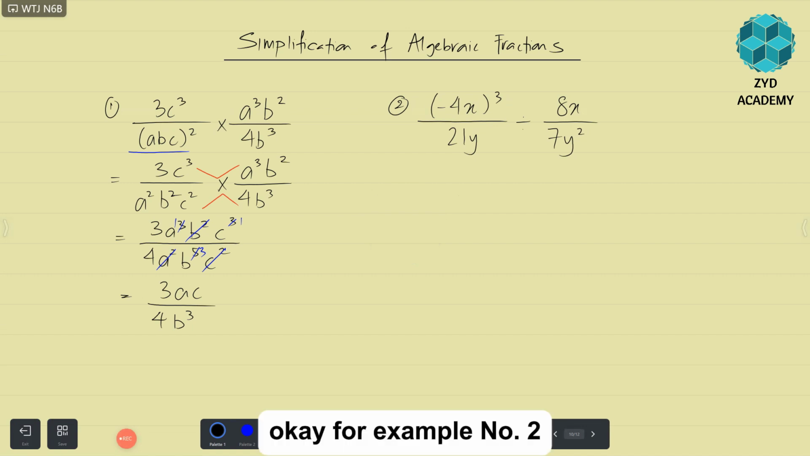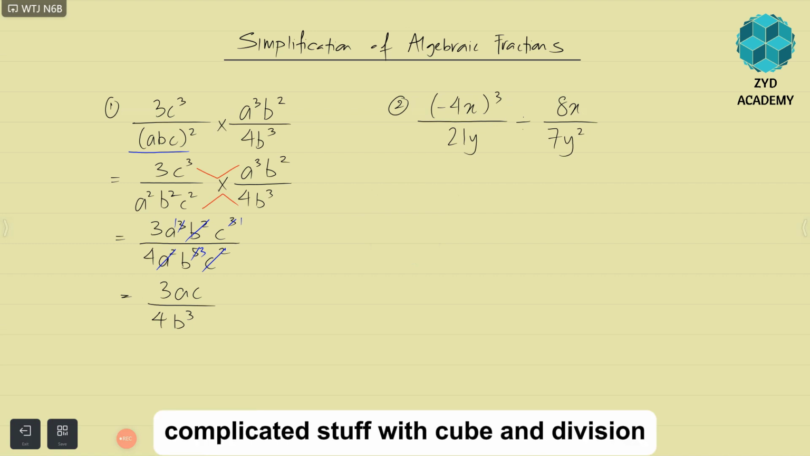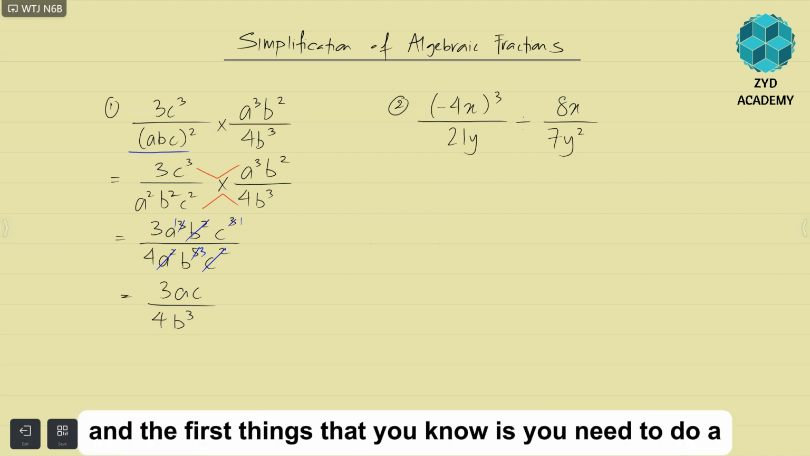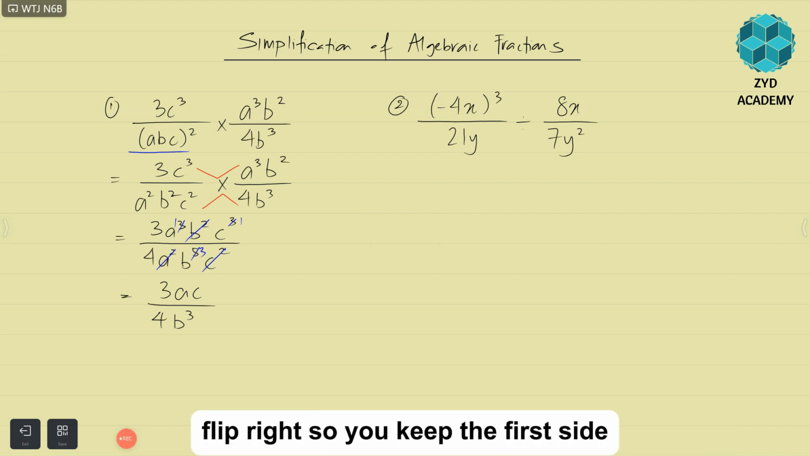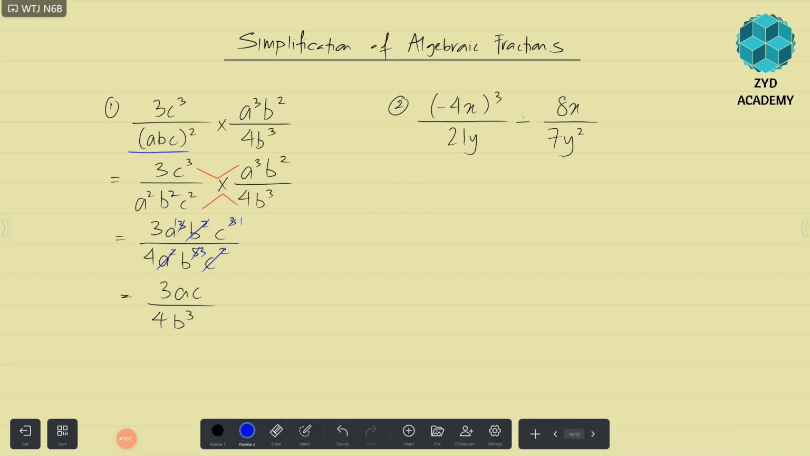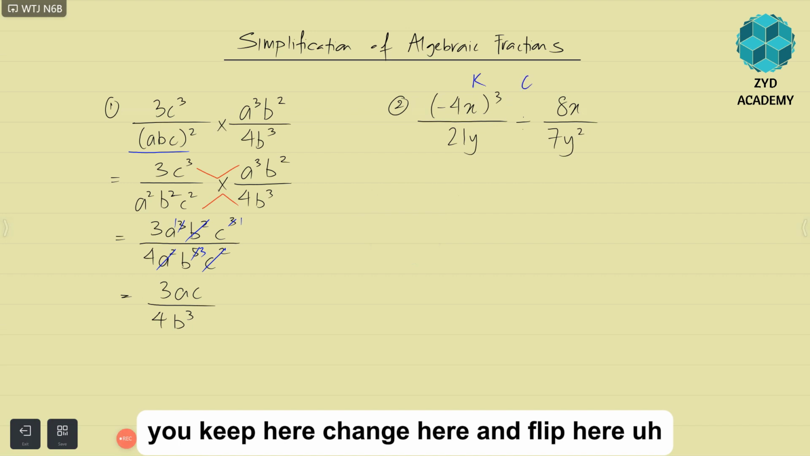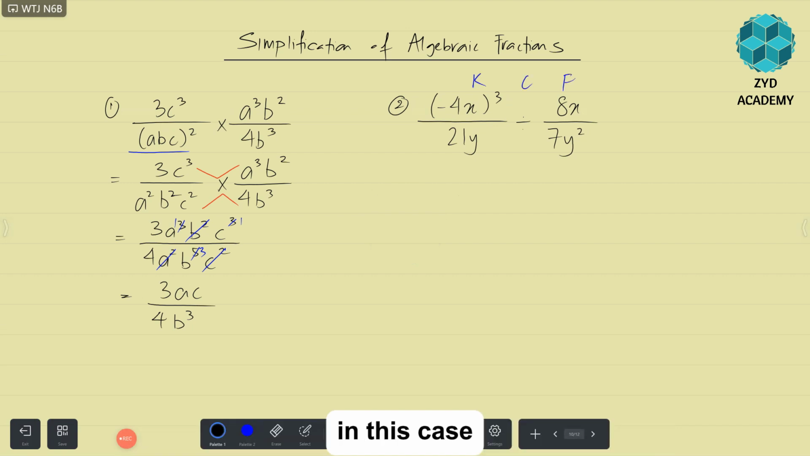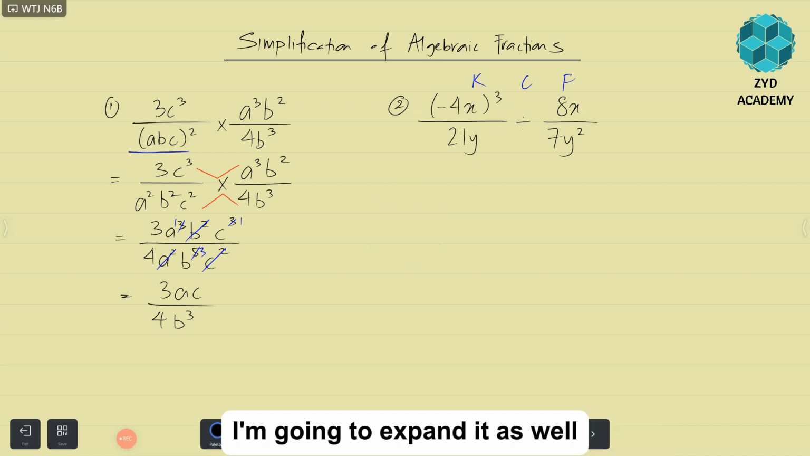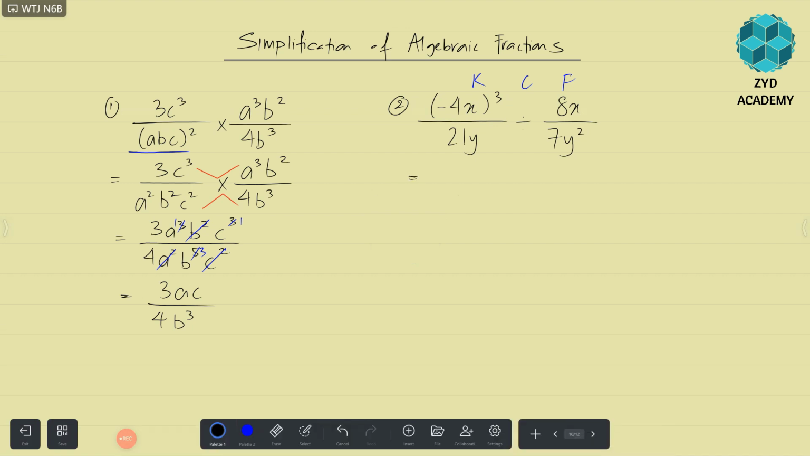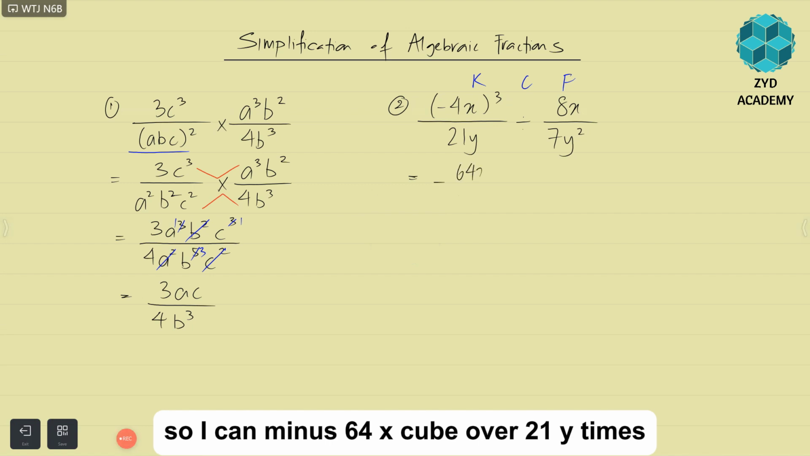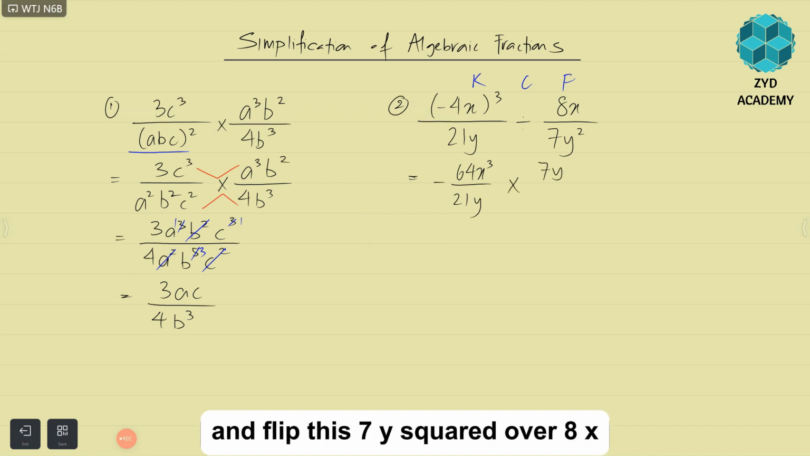For example number 2, we have slightly more complicated stuff with a cube and division. The first thing you need to do is a keep, change, flip, right? So you keep the first side, change here, and flip here. In this case, I'm going to do two things in the keep section. I'm going to expand it as well. So I get minus 64x cubed over 21y times, and flip this, 7y squared over 8x.